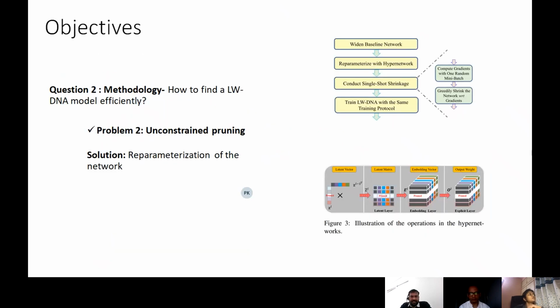And the second problem is the unstructured or unconstrained pruning. So this is solved by the reparameterization of the network, which is done by the hyper network. What the hyper network does is, basically we have a backbone network which extracts the features from a neural network, and this extracted feature is attached to a latent vector, and this latent vector is given back to the hyper network, which creates a new weight, and this weight is again fed back to the backbone network. And that's the whole idea behind this reparameterization, creating a new weight using the hyper network.